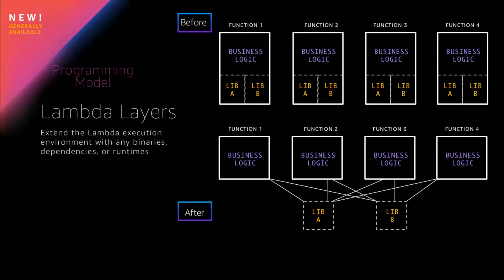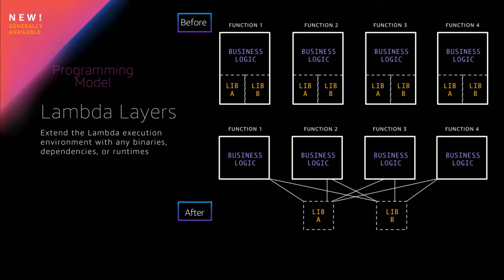So with layers, you can create a layer for each dependency bundle that you want to use with your functions, and then you can connect the function in the configuration of the function with one or more layers. You can connect up to 5 layers to a function, so you shouldn't think of layers as small packages for every NPM module, for example, but as bundles of dependencies.